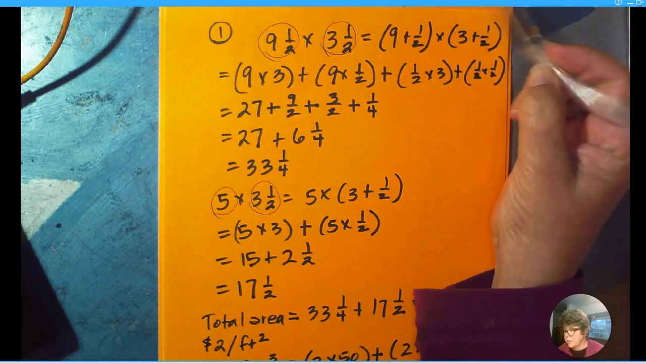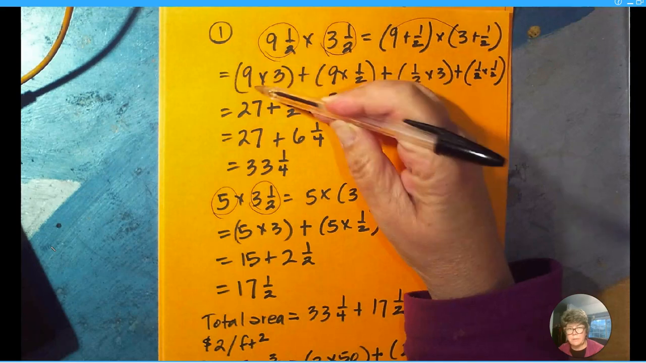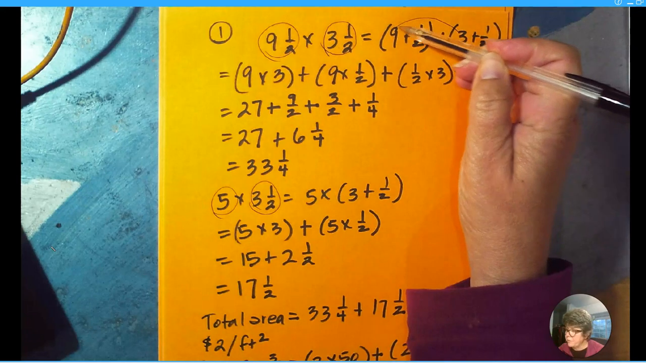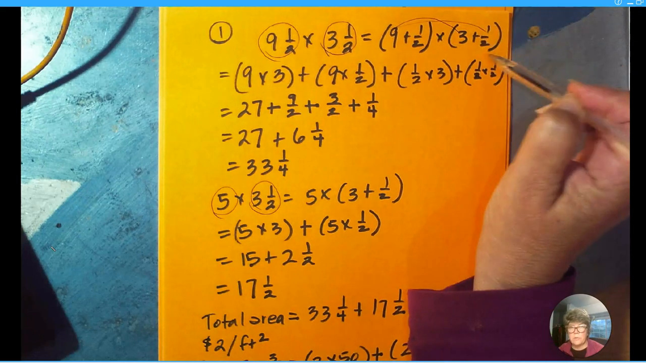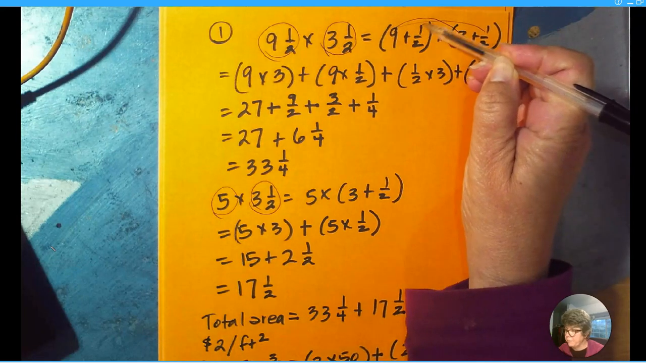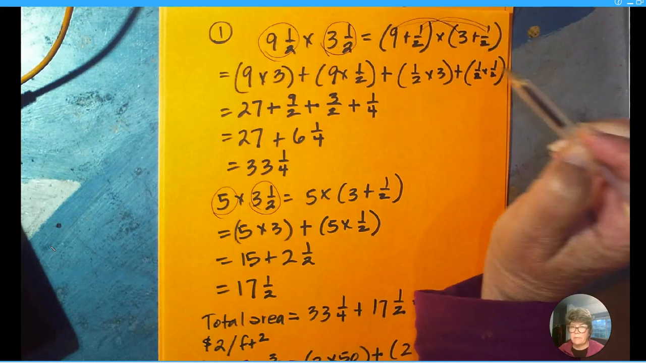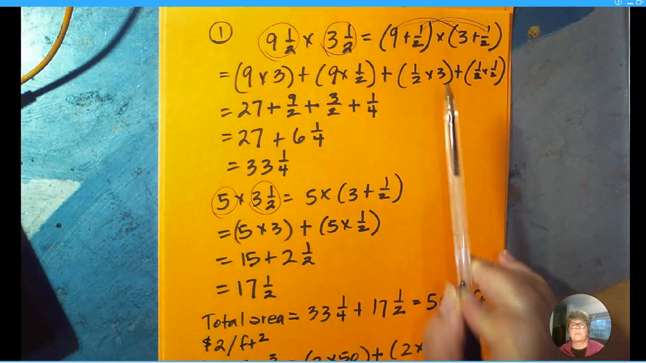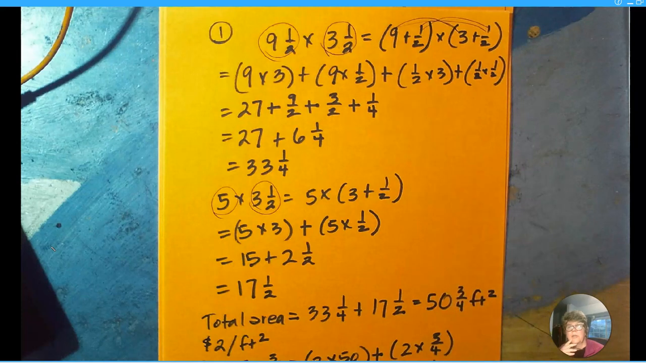Now watch. 9 times 3, right? 9 times 3 plus 9 times 1/2. See how I got those two pieces? Then 1/2 times 3 and 1/2 times 1/2. I really recommend writing it out like this so that you can make sure that you got all the parts, or you're going to make a mistake and miss one of the parts, right? Like a half times a half. Okay, now we do our multiplication.